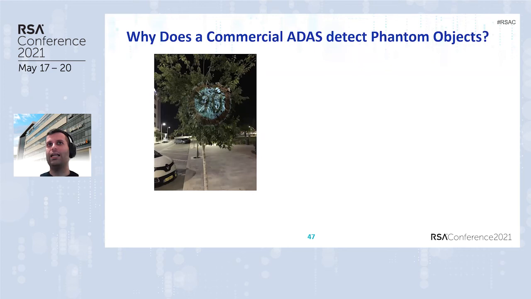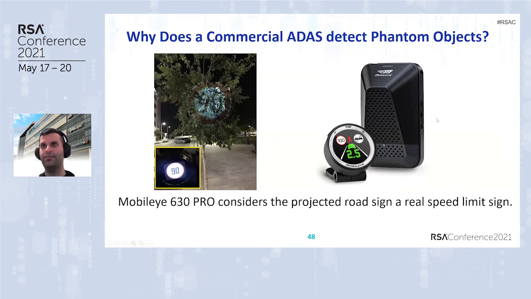Now, why does a commercial ADAS, advanced driving assistance system, detect a phantom object? Here is an experiment that we did. We projected a road sign on a tree. You can see it in the picture on the left side. And we placed a car equipped with Mobileye 630 in front of this projected road sign. Now, here is an interesting fact. Mobileye 630 Pro considers the projected road sign a real speed limit sign. Some of you are probably not that surprised because Mobileye 630 Pro consists only of a video camera.